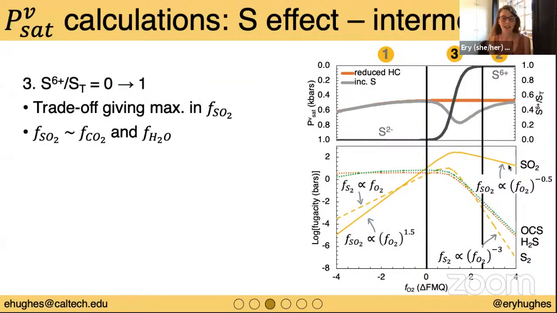And in the middle, we're getting a trade-off as we're changing the speciation of sulfur. When we're sulfide dominated, we're going to see that the sulfur dioxide fugacity increases with FO2. And when we're sulfate dominated, we're going to see that the sulfur dioxide fugacity decreases, and that's what's giving us our maximum. The reason it's actually having a measurable effect on the pressure of vapor saturation is because this value of the sulfur fugacity is similar in magnitude to the fugacity of carbon dioxide and water, which are really controlling the calculated pressure of vapor saturation at this fugacity.